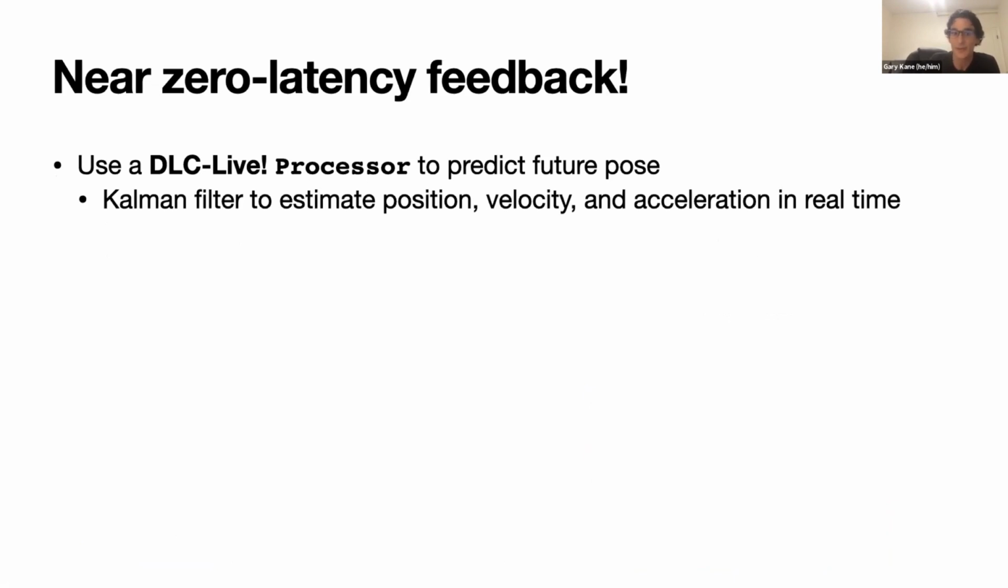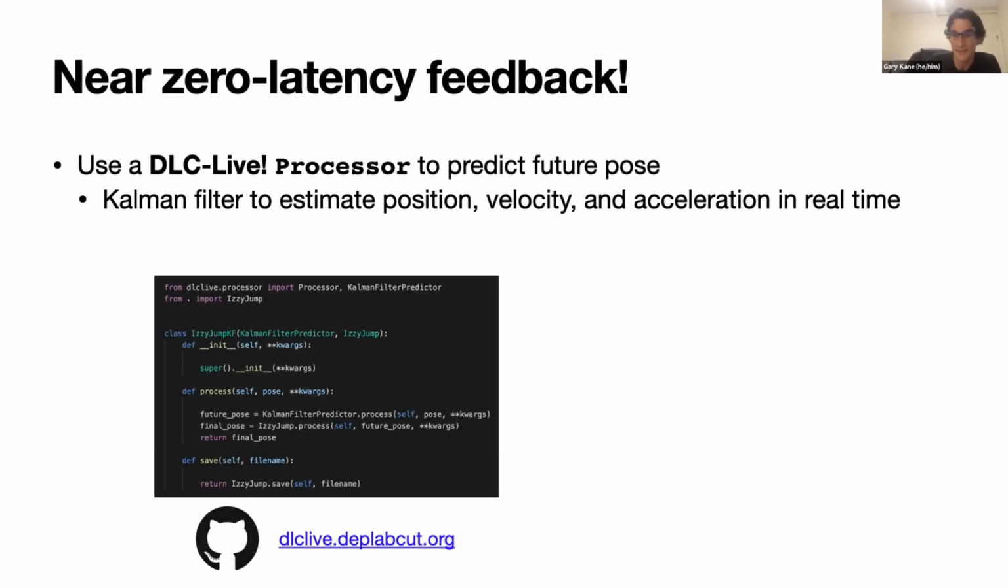And so here we're going to provide a demonstration that uses a Kalman filter to estimate the position, velocity, and acceleration of all tracked body parts in real time. And we're going to use this information to predict where each body part will be. Again, I want to point out that this can be implemented with only a few lines of code, and the base Kalman filter is provided here on GitHub in the DLC Live package.